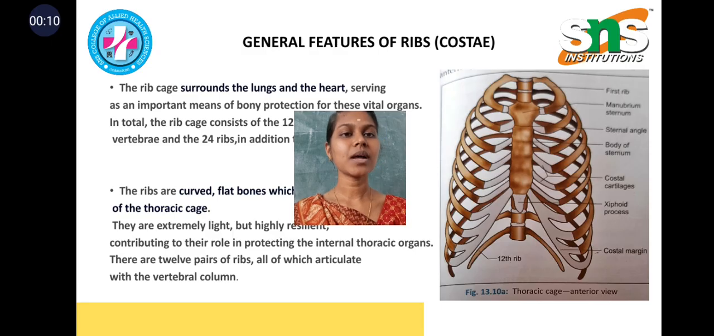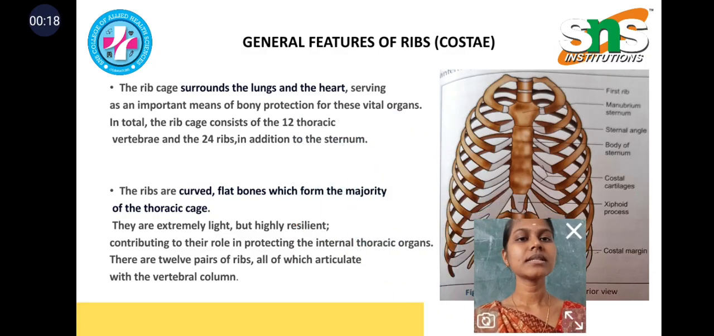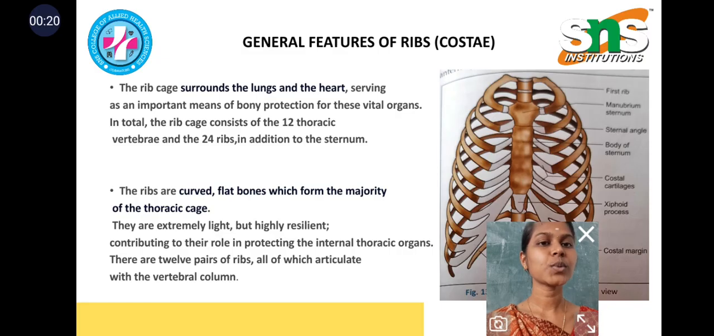The ribcage surrounds the lungs and the heart, serving as an important means of bony protection for these vital organs. In total, the ribcage consists of 12 thoracic vertebrae and 24 ribs in addition to the sternum. The ribs are curved, flat bones which form the majority of the thoracic cage. They are extremely light but highly resilient, contributing to their role in protecting the internal organs.